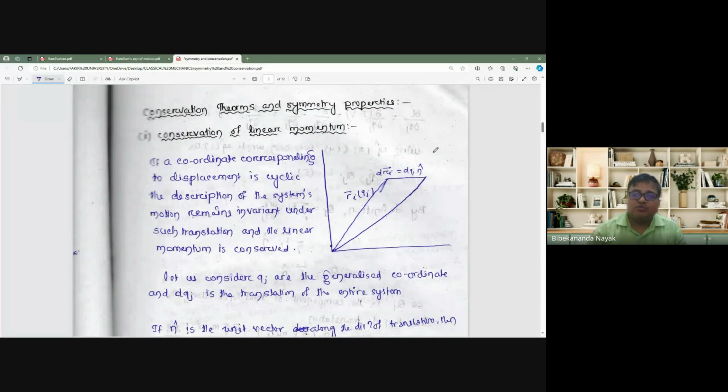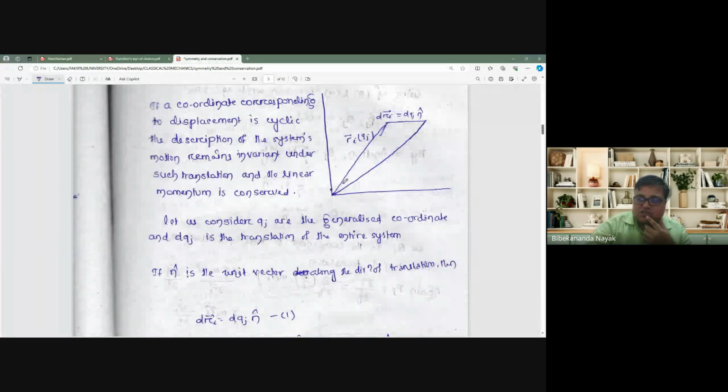So, conservation theorems and symmetry properties. Conservation of linear momentum: first we prove that if a coordinate corresponding to displacement is cyclic. Because linear momentum is associated with space, homogeneity in space, suppose there is a displacement. If the coordinate qj corresponding to displacement is cyclic, then the description of the system's motion remains invariant under such translation and the linear momentum is conserved.